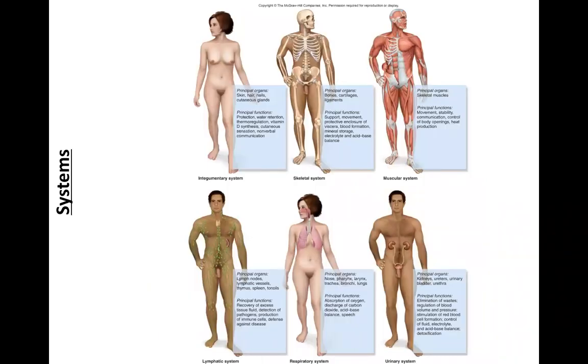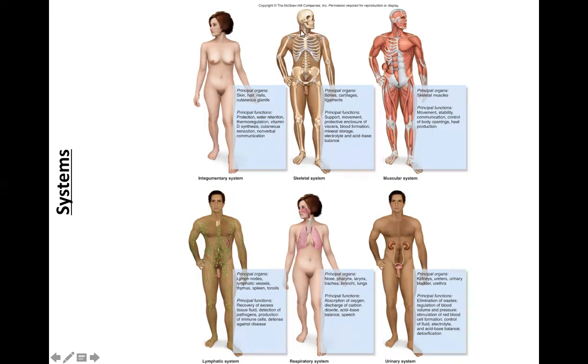In the next 3-4 slides, you will see each of these systems, what the different organs associated with it are, and what the functions are, listed in here. So we'll do in brief the integumentary system, which is basically the skin, hair, nails, etc. Its function is protection, water retention, and so on and so forth.